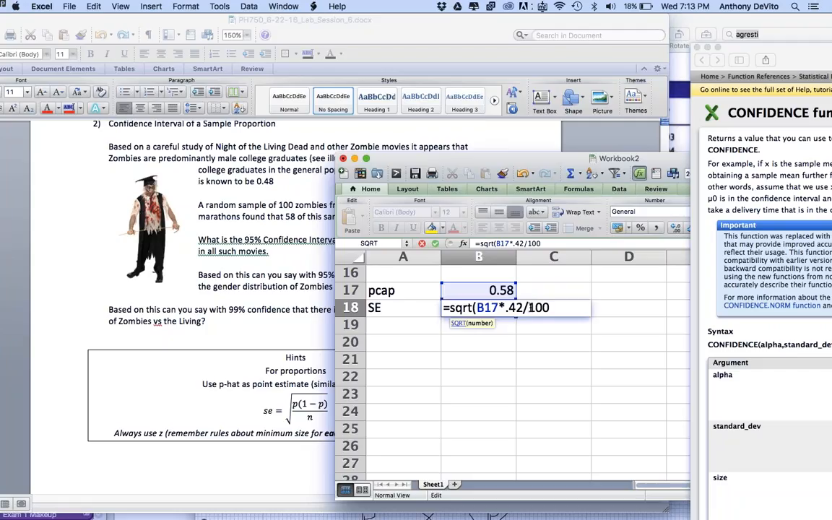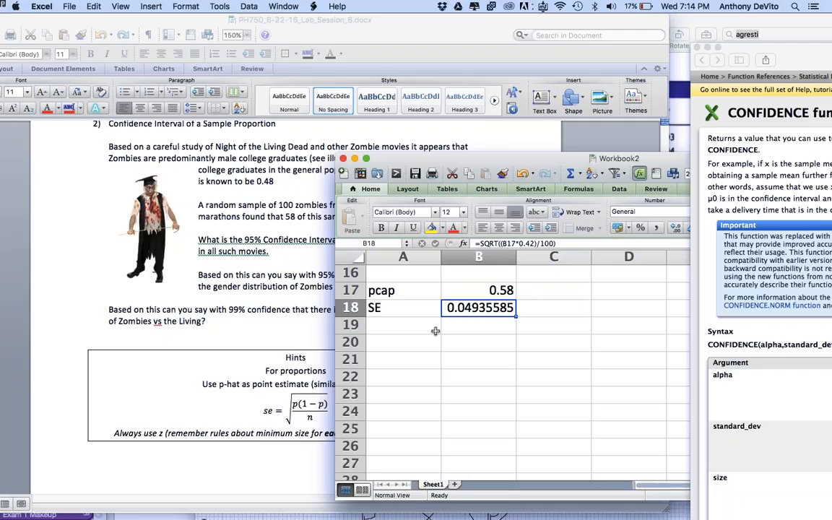I've got to put this in parentheses so it calculates that first. And I've got to put parentheses on the whole thing, otherwise it will just do the square root of the top part. Okay, so I'm going to hit enter. Yeah, I got the same thing, almost 0.05, 0.049. Okay, so that's my standard error.